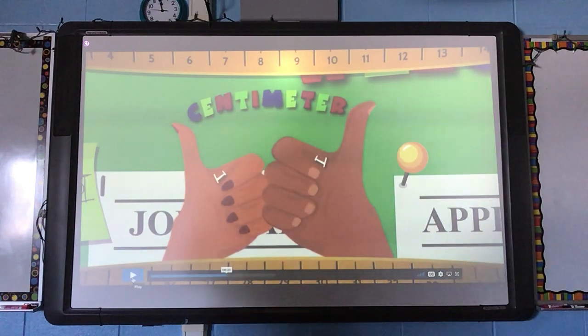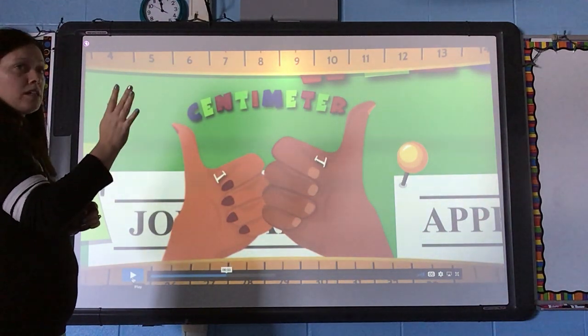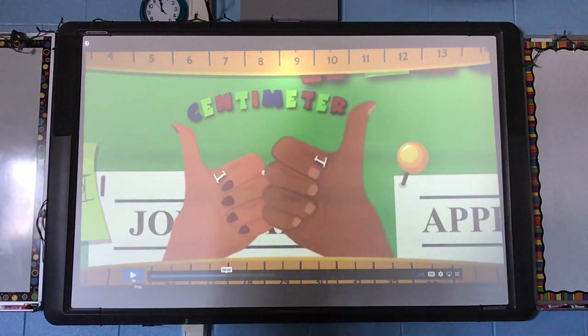Okay, so a centimeter. If you look at one of your nails, the size of your nail, that's about the size of a centimeter.